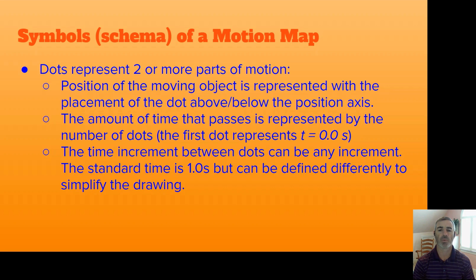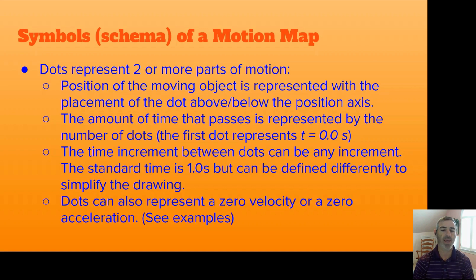Also note that since we're starting with 0 as the first dot, you're going to need one more dot than the number of seconds if you're using 1 second. So 4 seconds would be represented by 5 dots. And the dots can also represent a 0 velocity or 0 acceleration. We're going to go through those in the examples.